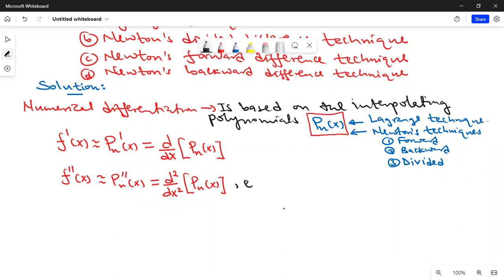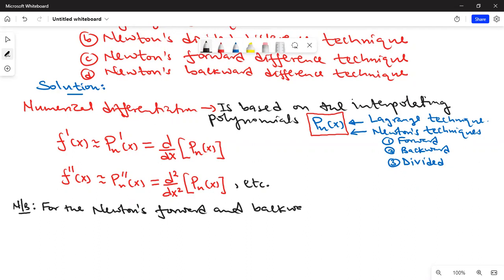So having talked about how to get the derivatives, let's now answer the question so that you'll be able to understand those techniques better. And you see, when you have a function of s, like in the case of Newton's forward and backward difference techniques, you are going to use chain rule of differentiation. So in fact, we can take note of that. You can write a note. For the Newton's forward and backward techniques, use chain rule of differentiation.